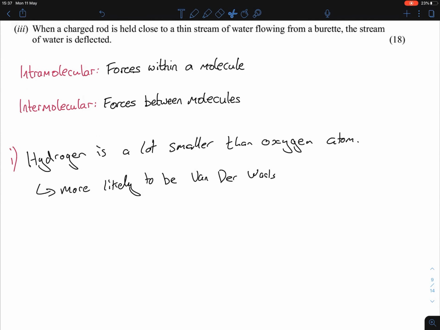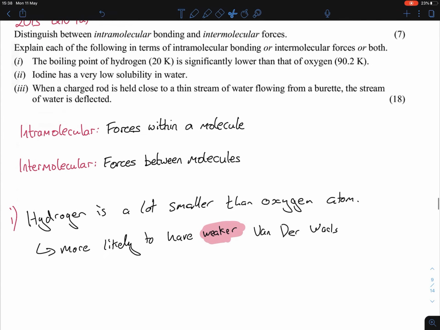Or to specify there, not even more likely to be van der Waals, more likely to have weaker van der Waals. That's what I should be saying. Because oxygen could also, probably does actually for that matter, have van der Waals bonding as well. So more likely to have weaker van der Waals. Sorry, I should have specified that at the start. The word weaker there. So hydrogen is a lot smaller than oxygen atom, and therefore it's more likely to have weaker van der Waals forces. That's it, we're done. Next one. So that was part I.